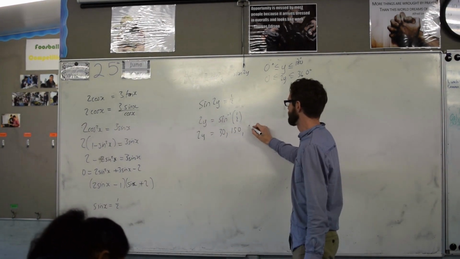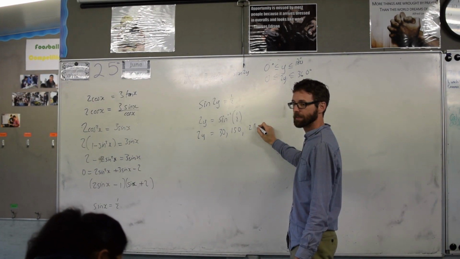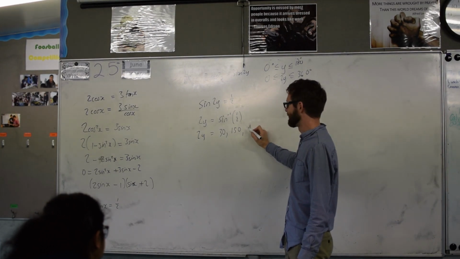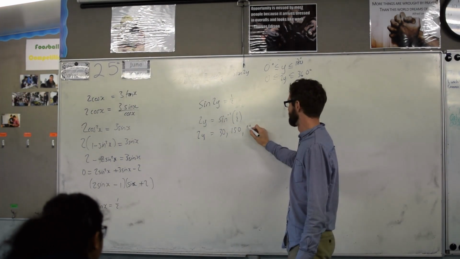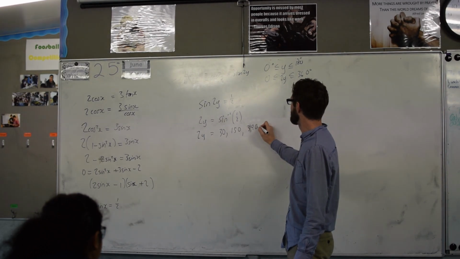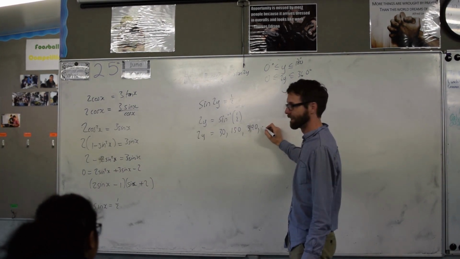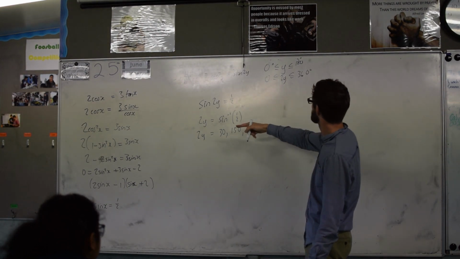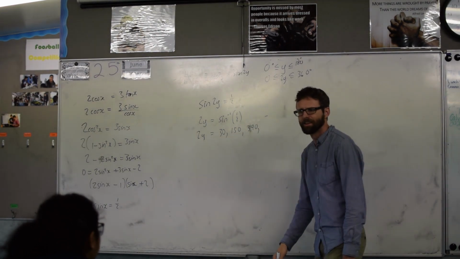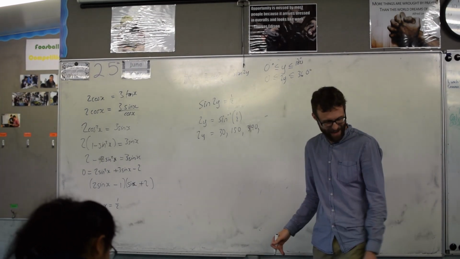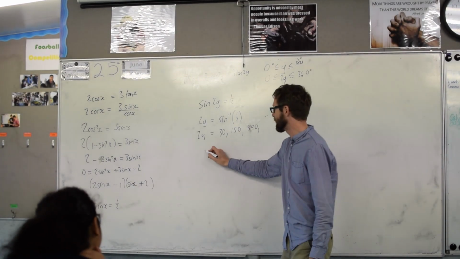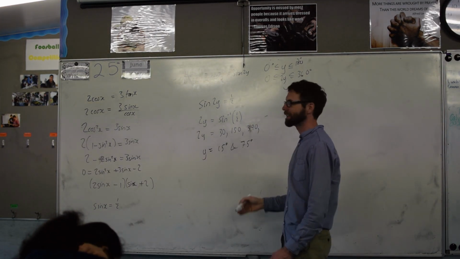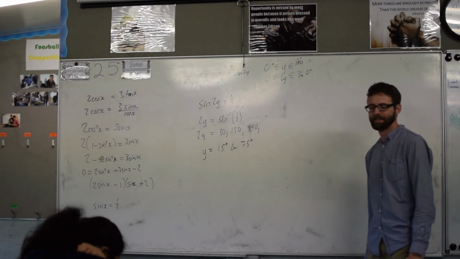So this is equal to 30, 150, and then add 360 to these: 390, and 510. We don't need to go any further. Okay, so we just divide these by 2. y equals 15 degrees and 75 degrees. And that's it.